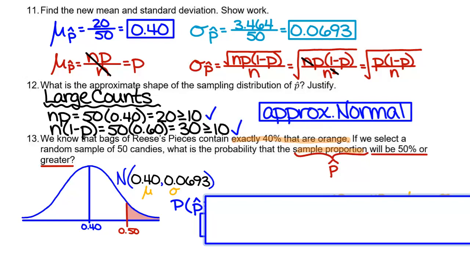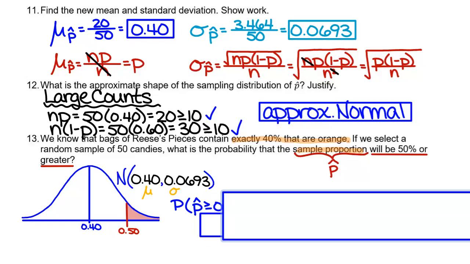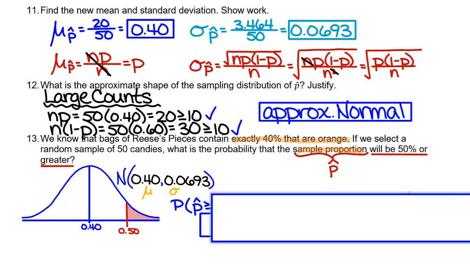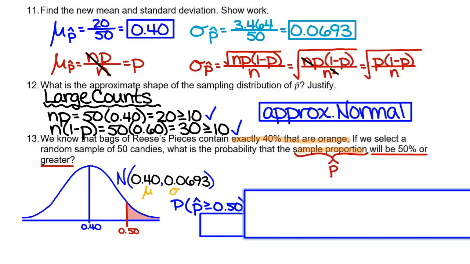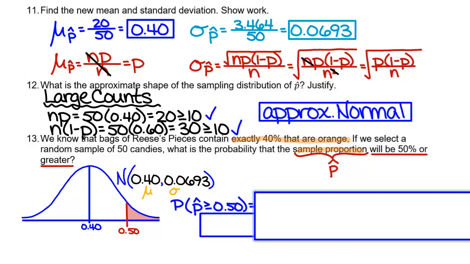Less than or equal to? Greater than or equal to what? 0.5, yes, or 0.50. So here's my probability notation. Again, I just took this sentence right here and turned it into symbolic notation. Probability that the sample proportion, P hat, will be 50% or greater than or equal to 0.5.